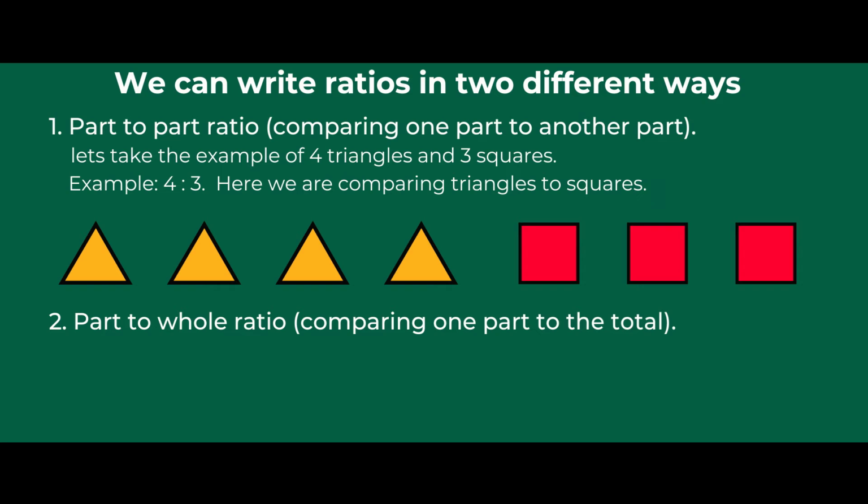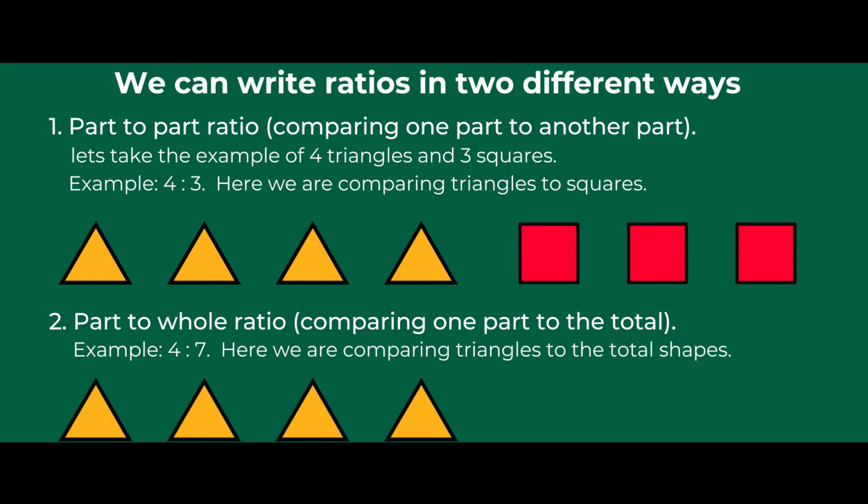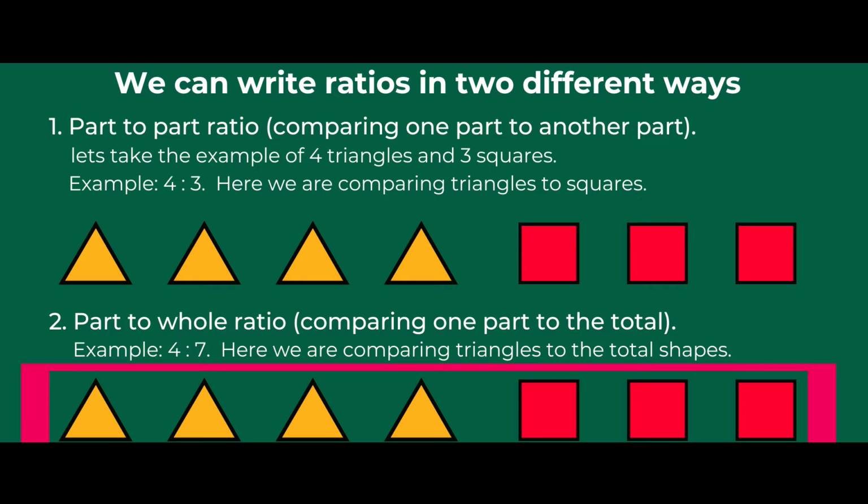Number 2, the part to whole ratio. Here we are comparing one part to the total. Let's look at the example of 4 triangles and 3 squares. Altogether we have 7 shapes. So here we are going to compare triangles to total shapes. The ratio of triangles to total shapes is 4:7. 4 is part of the ratio and 7 is total of the ratio. It is called part to whole ratio.